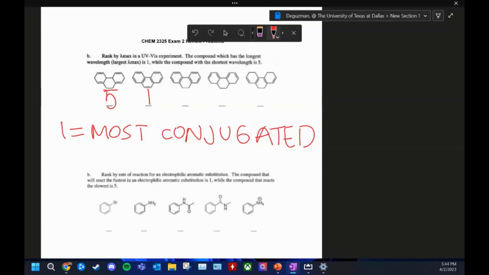The one in the middle? So 2, we've got conjugation between these 2 rings, but we don't have any in the middle. It's a good one for now. Okay, what about those last 2, 3 and 4?